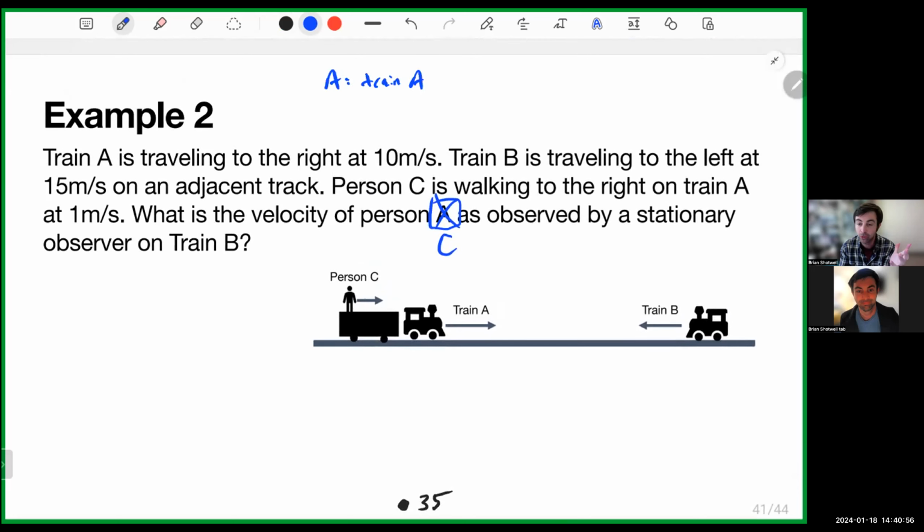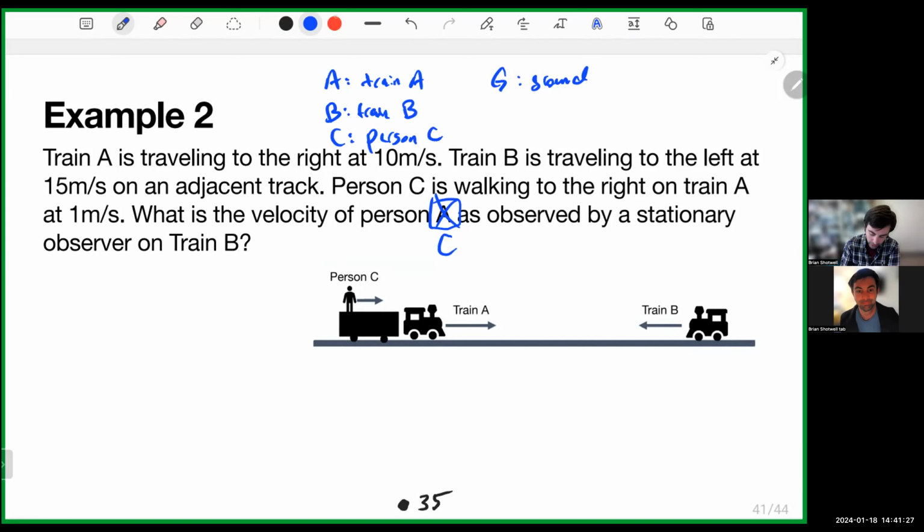So A is train A, which is both an object and a reference frame, right? You can talk about the velocity of something relative to that train, or you could just talk about the speed of the train or the velocity of the train itself relative to some other reference frame. So A is train A, B is train B. C is a person. C is the one person. It's called person C. And it looks like we also have the ground, right? G is the ground. We have 4 objects here.